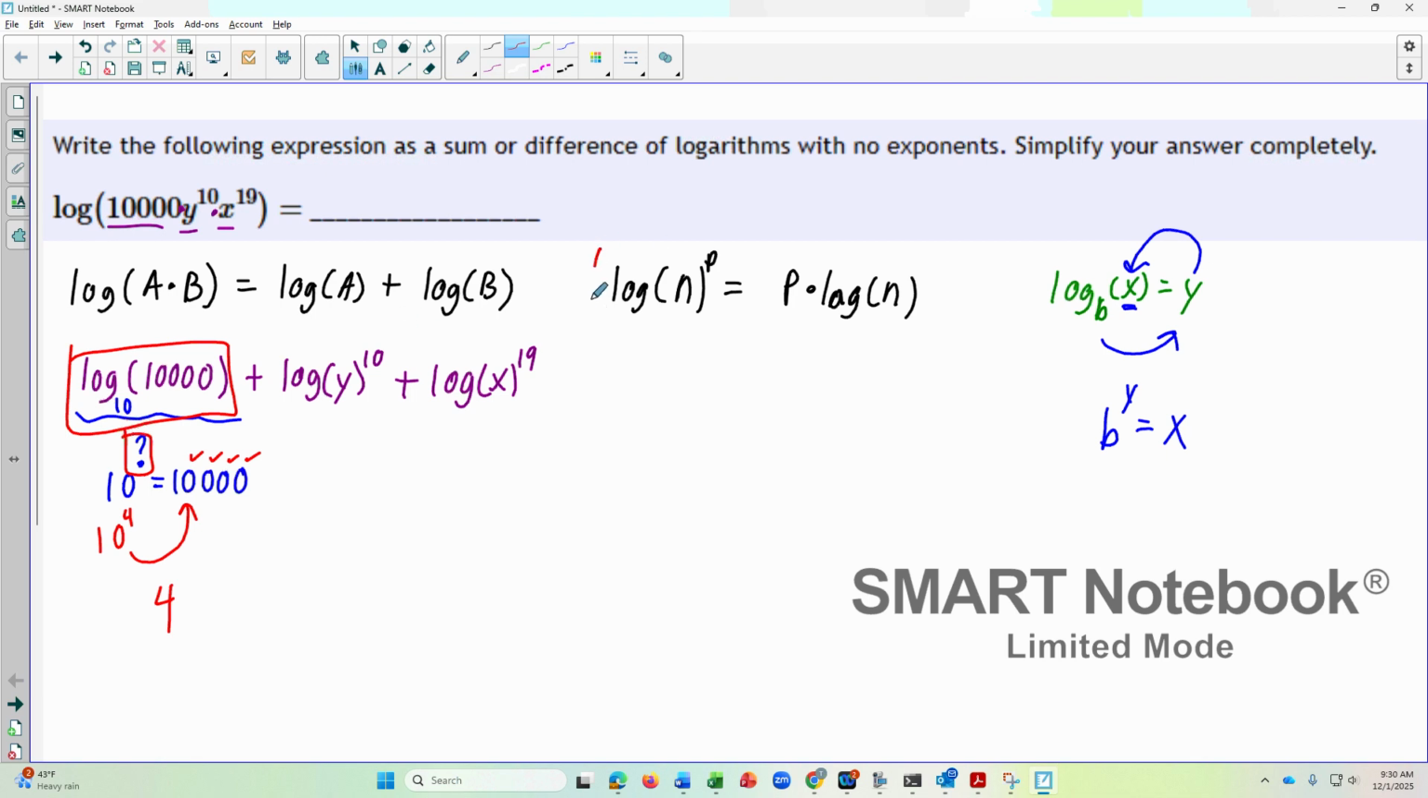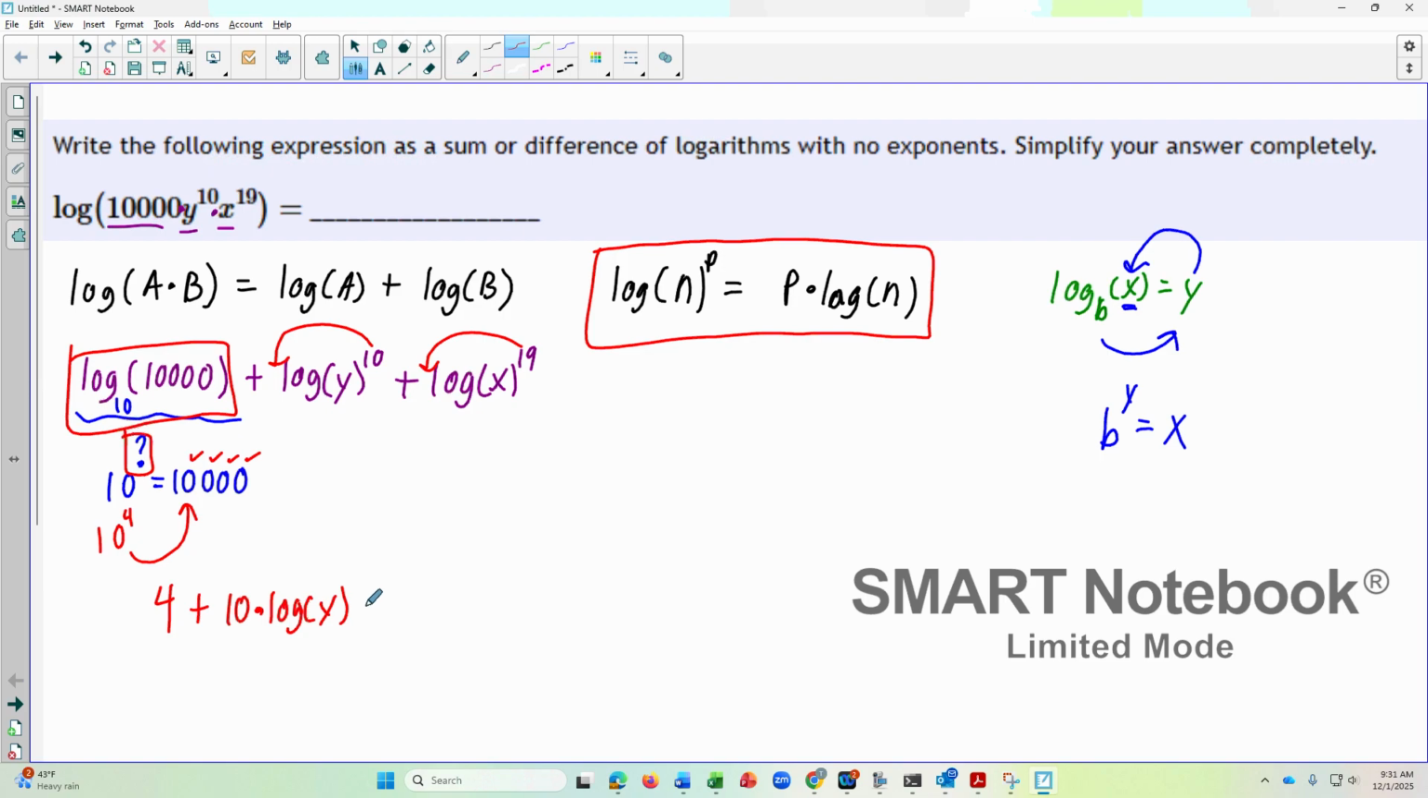Then we are going to use this property right here where we move the powers to the front. So this will become plus 10 times log of y, and then plus 19 times log of x.